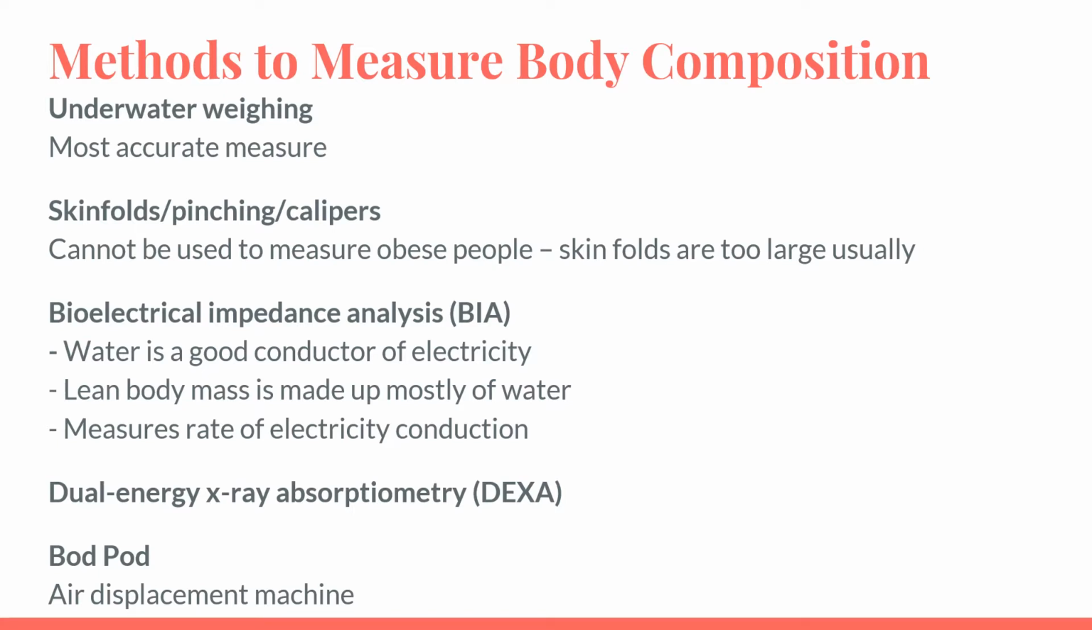We know that muscle mass has more water content than fat mass. So the impulse will be able to move faster in muscle and will move more slowly in fat. So depending on the speed of the impulse transmission through the body, the machine will be able to determine roughly what percentage of the body is fat mass and what percentage of the body is lean muscle mass or fat-free mass.